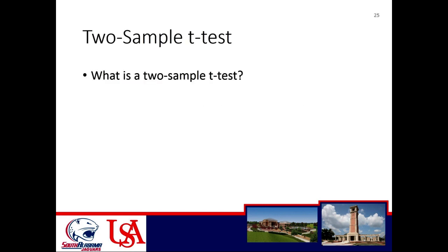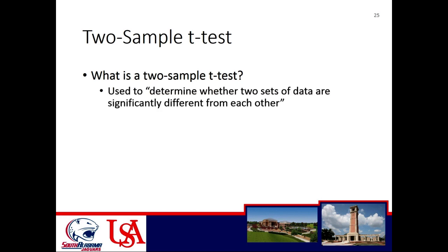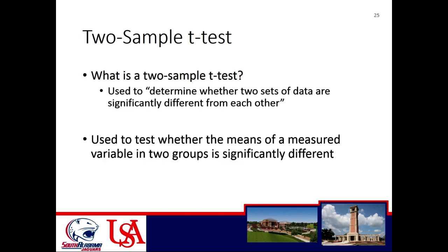So what is a two sample t-test? Well, the textbook definition says it's used to determine whether two sets of data are significantly different from each other. I don't really like that definition a lot. It's a little bit too textbooky to me. So instead, I like this one better. It's used to test whether the mean of a measured variable in two groups is significantly different.